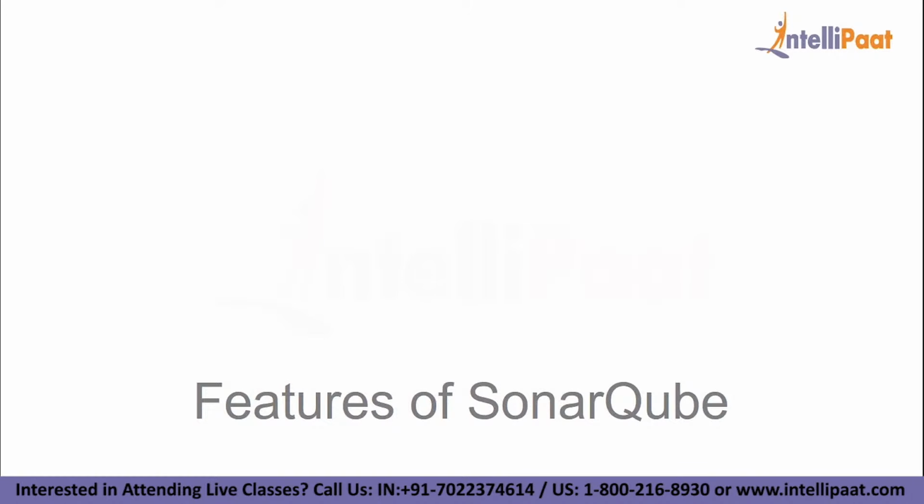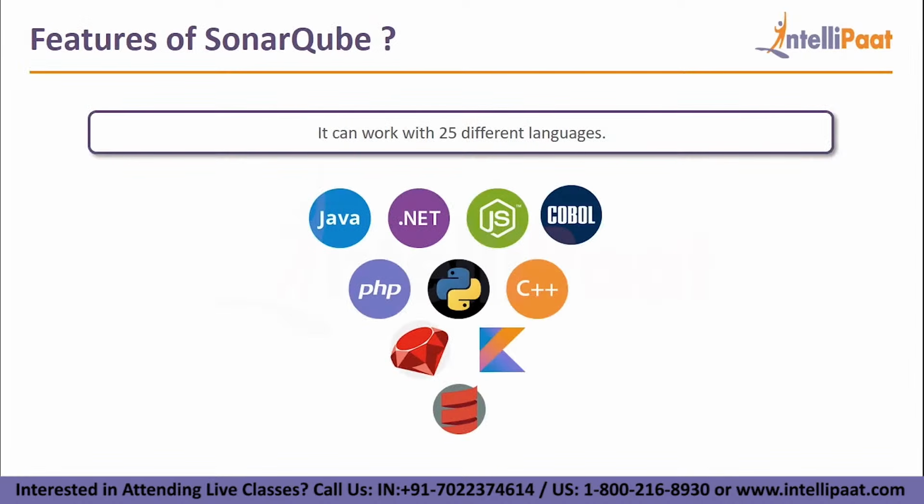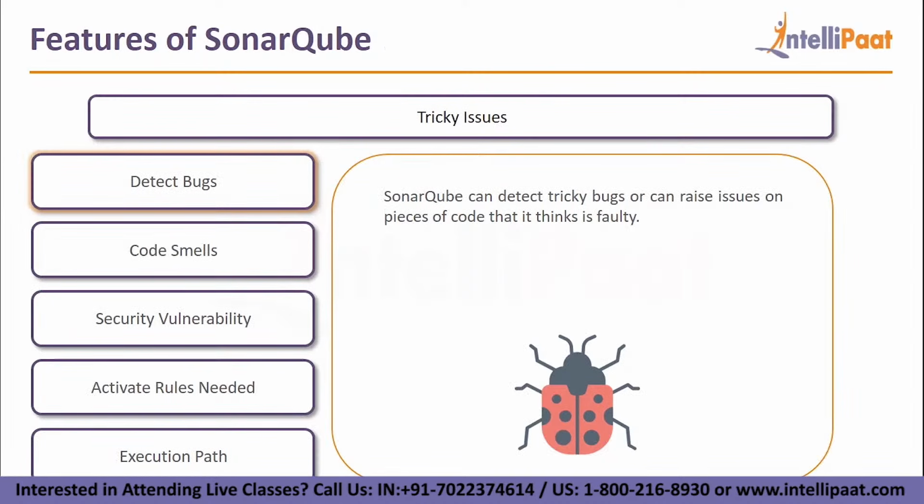Now let's discuss the features of SonarQube. It can work with 25 different languages. As you can see in the examples given here, it can work with Java, .NET, JS, Cobol, PHP, Python, C++, Ruby, Kotlin, and Scala. One of the features of SonarQube is to identify tricky issues, and there can be many different types of tricky issues, and we will go through them here. Detect bugs. SonarQube can detect tricky bugs or can raise issues on the pieces of code that it thinks are faulty.